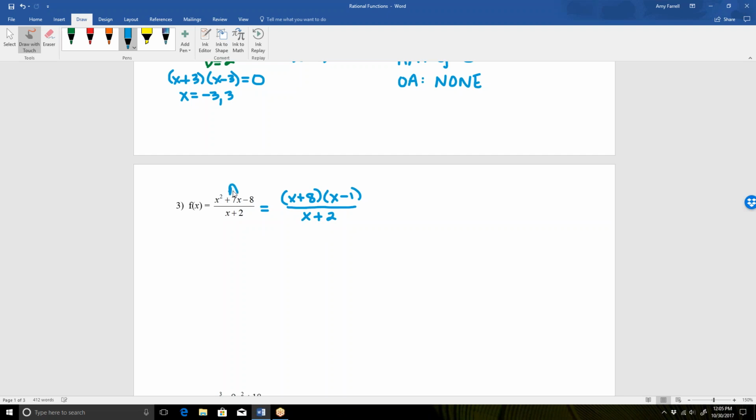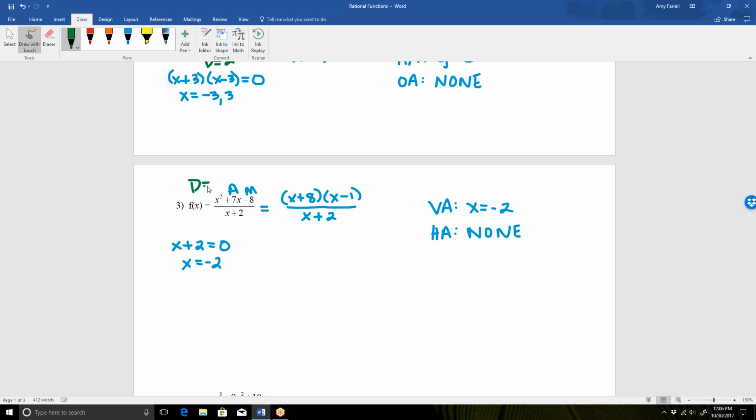So I looked for 2 numbers that add to 7 and multiply to -8. Those 2 numbers were +8 and -1. So no common factors. So our vertical asymptotes, there's just going to be one of them, and we need to find the zeros of the denominator, or the zero, singular in this case. So one vertical asymptote, and that is x equals -2. Horizontal asymptote is going to be none. And I'll explain why. It all has to do with degree.